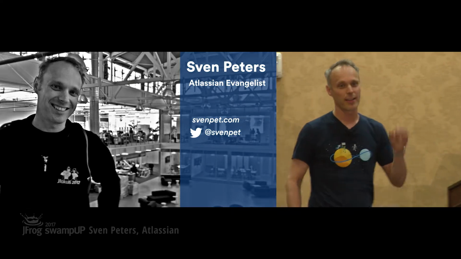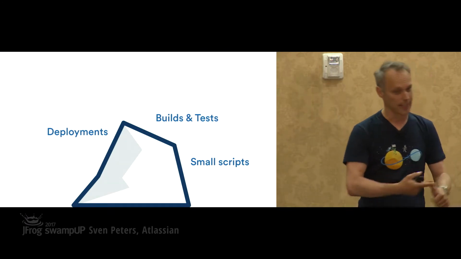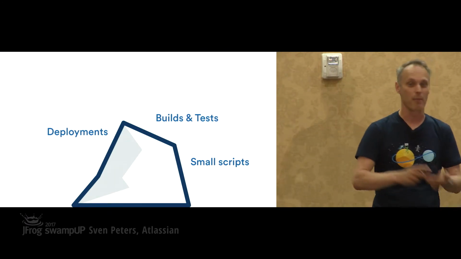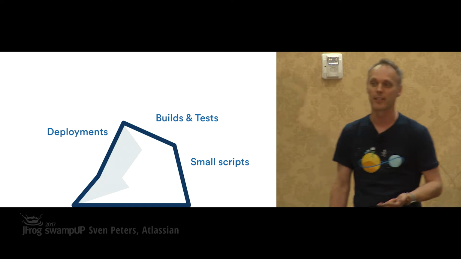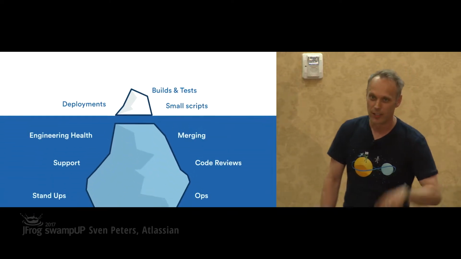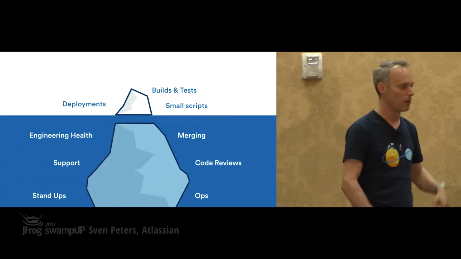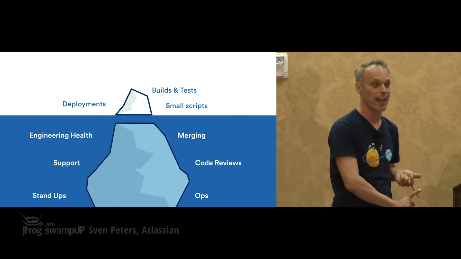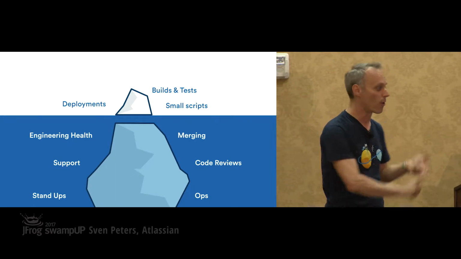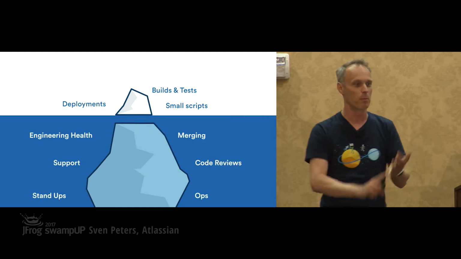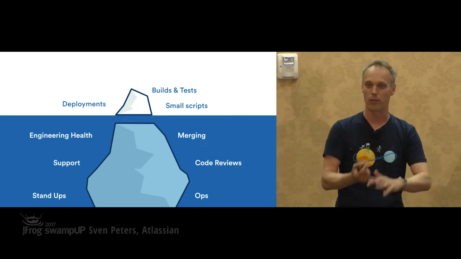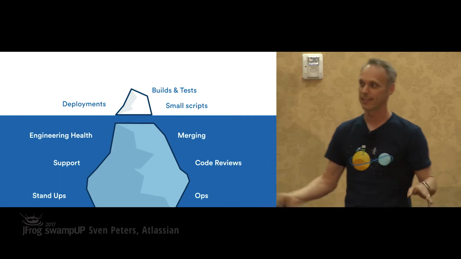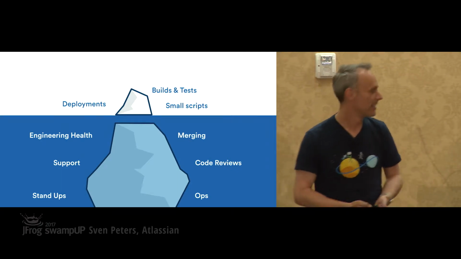As I said, if you think about automation, you think about automatic deployments, builds and tests, and then maybe small scripts that are running around. But this is just the tip of the iceberg. Today, we will hear a little bit more about where else you can automate stuff. You can automate your engineering health. You can automate your support, your stand-ups, your merchant strategies, your code reviews, and even your operations. You might think, let's see.